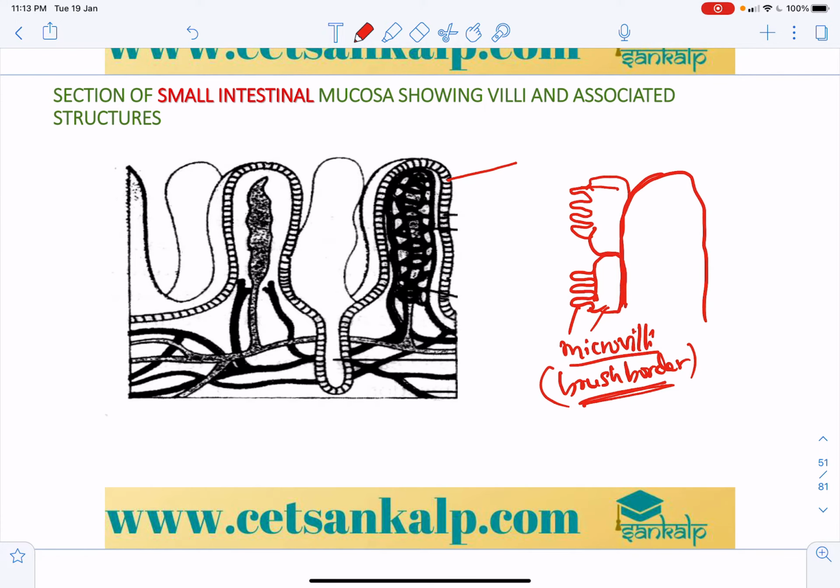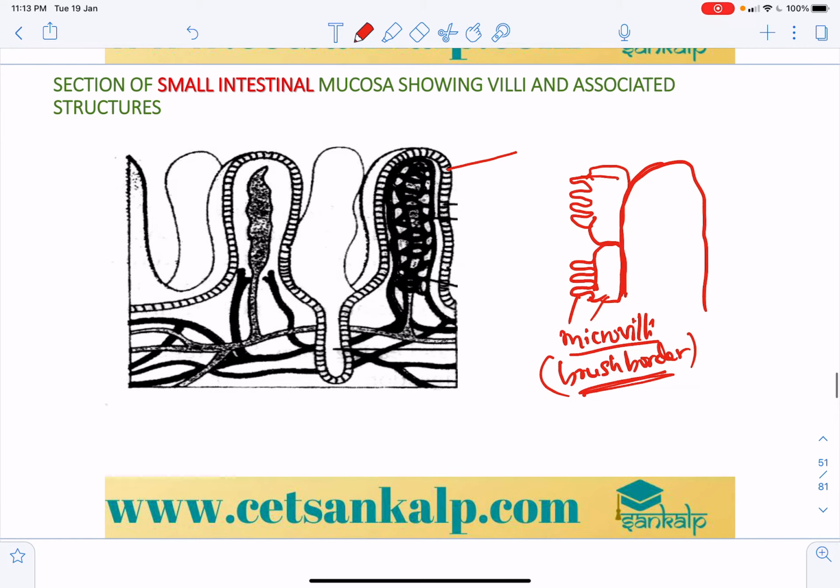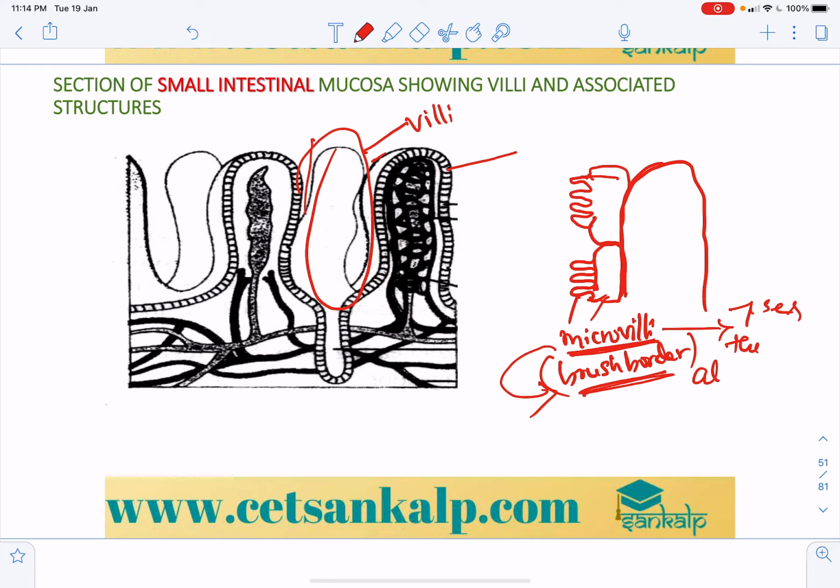villi. So altogether, this structure is the villi. These are the finger-like projections which are called villi. Villi are lined by microvilli, and microvilli give the brush border appearance in the small intestine. So what is the role of that? They increase the absorptive surface area. Villi and microvilli increase the absorptive surface area.